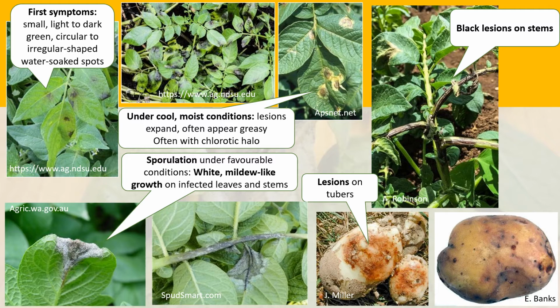A characteristic sign of Phytophthora infestans infection on potato is a white mildew-like sporulation under favorable conditions. Here you can see this white mildew-like sporulation on leaves and on stems of a potato plant. So as I've said, this is quite a characteristic property and it helps to distinguish Phytophthora from other pathogens.